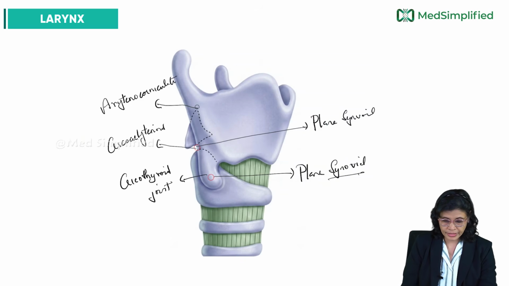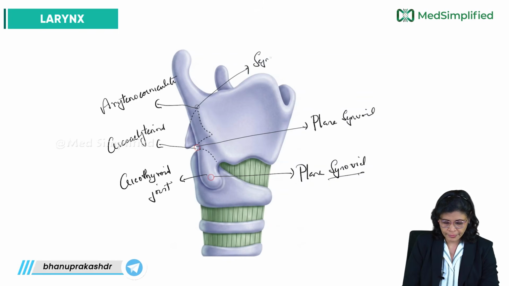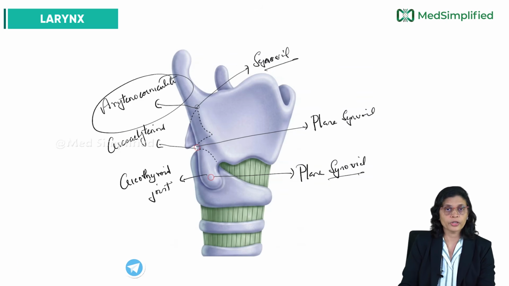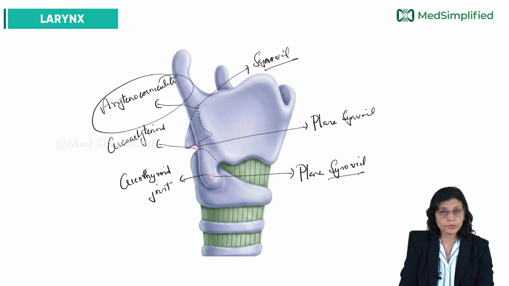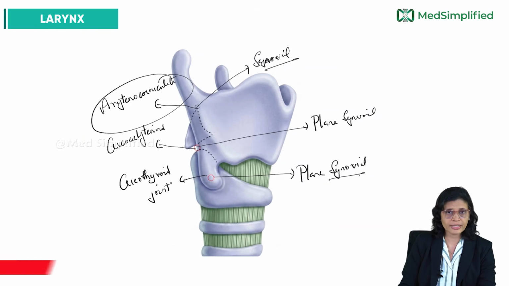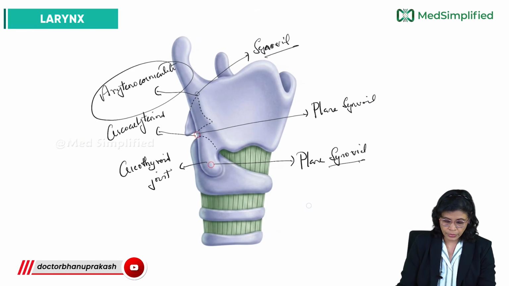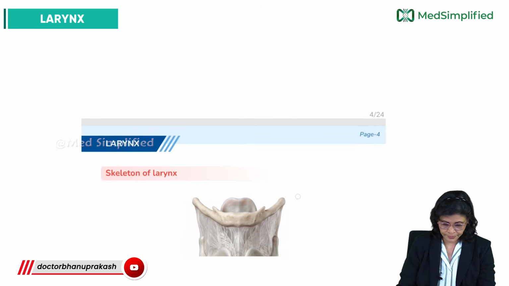Then this joint, it is a very small joint. It is also a plain synovial joint, which doesn't have any functional significance. The arytenocorniculate doesn't have any such functional significance. So these are the three joints which you should know in regards to the larynx.